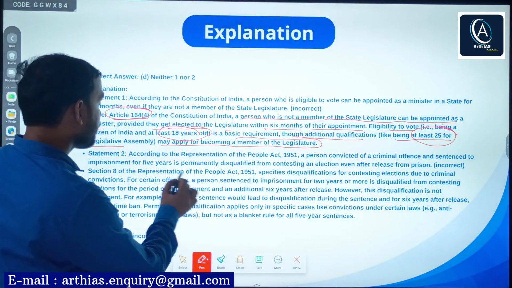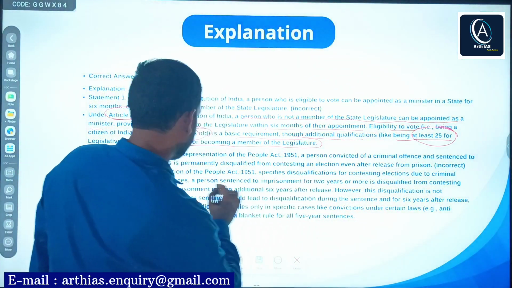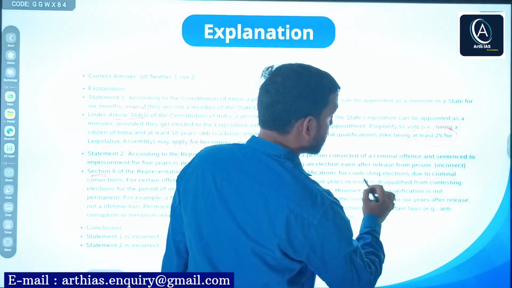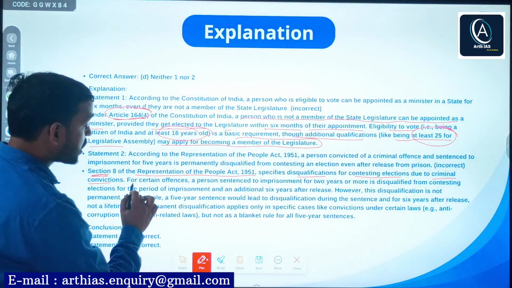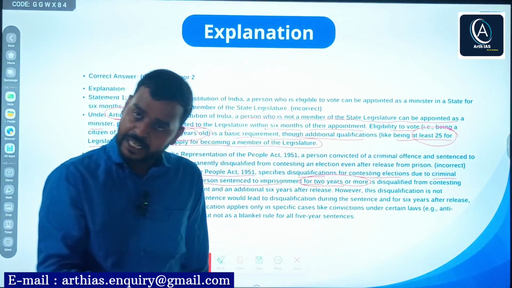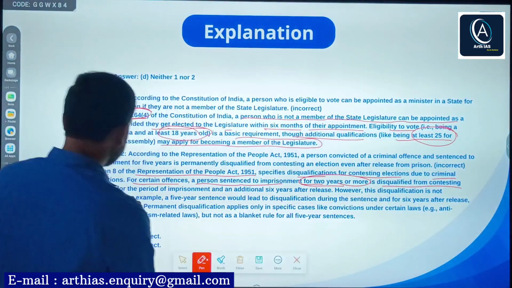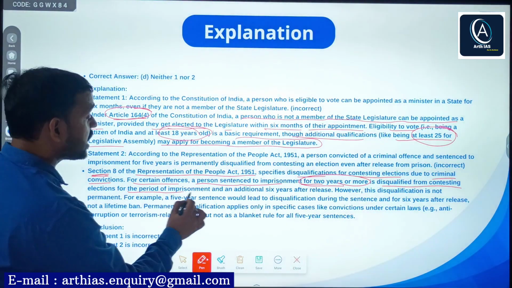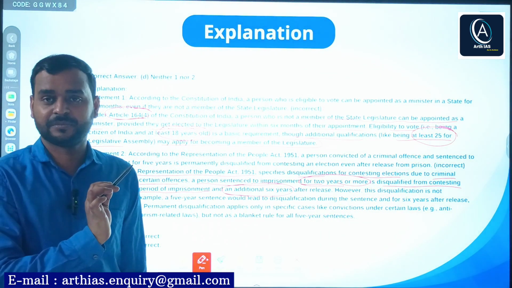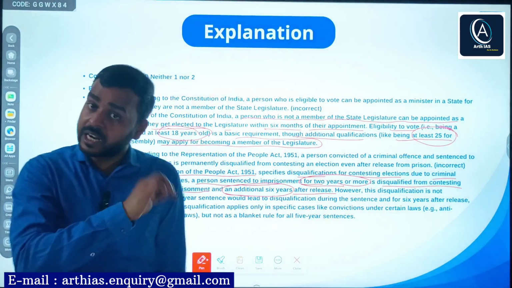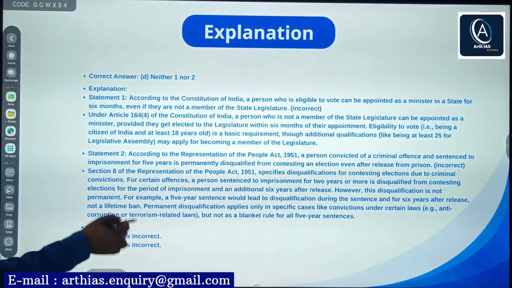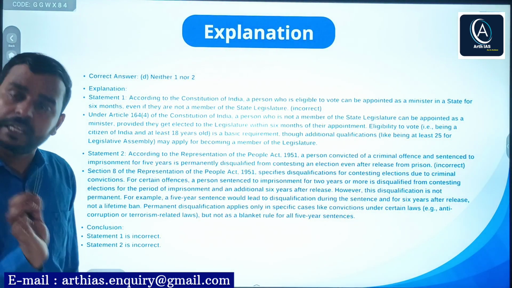Next statement, as I told you, under Section 8 of the Representation of People Act 1951, disqualification for contesting election applies due to criminal conviction for certain offences. A person sentenced to imprisonment for 2 years or more is disqualified from contesting election for the period of imprisonment and an additional 6 years, not permanently, from the date of release. Simple. So in conclusion, both statements are incorrect.